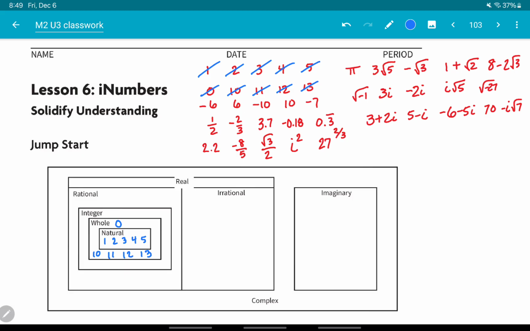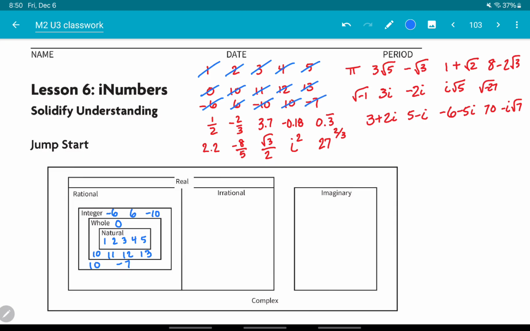Integers are whole numbers, but they could be positive or negative. So we could have numbers like -6, 6, -10, 10, and -7. These are whole numbers that are either positive or negative.